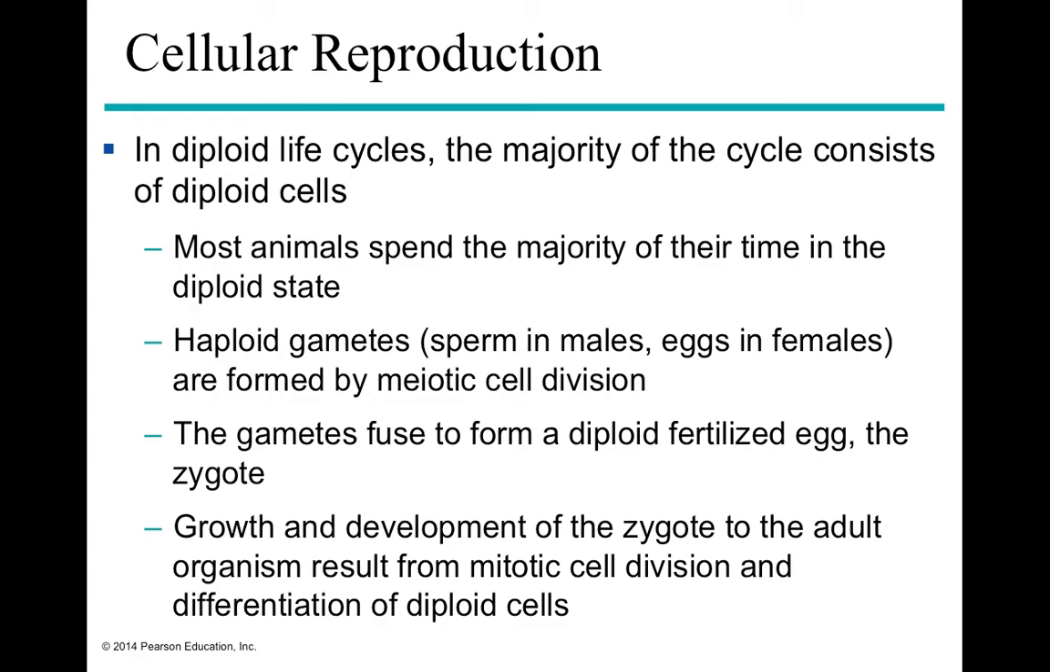My point is that this allows for reproduction, but it can occur at multiple different stages within the organism. Now, animals, such as us, spend most of our time in the diploid state. So most of our cells are diploid, with the exception of the sperm and eggs that might be residing in our bodies. Haploid gametes, sperm and eggs, are constantly being created by meiotic cell division. They come together to fuse to form a diploid fertilized egg, immediately called a zygote. From that point on, the zygote grows by mitosis and differentiation.